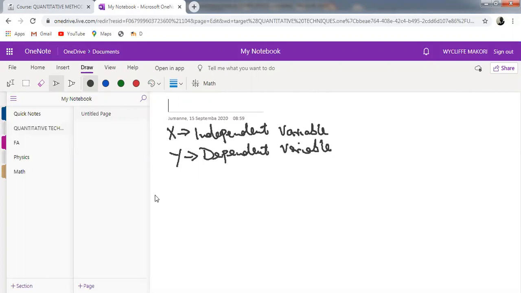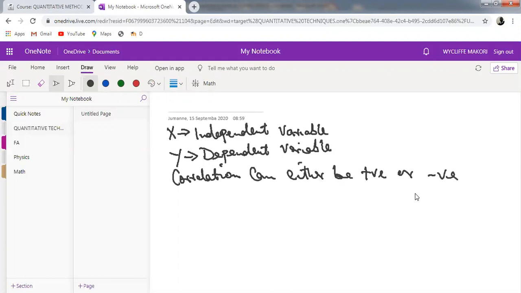And we said in that case, the correlation can either be positive or negative. That is what we said. And we said a positive correlation arises where an increase in x results in an increase in y. And a negative correlation is where you increase x, y decreases. So you need to note the difference between the two.